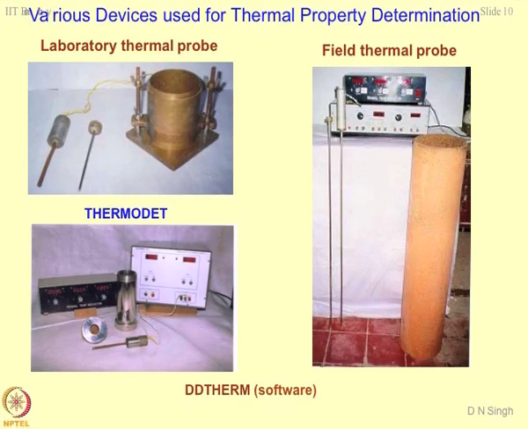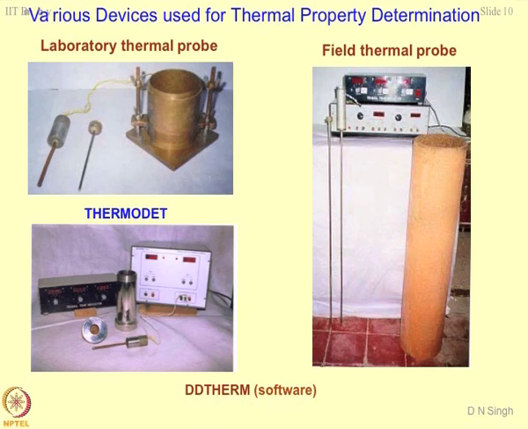Now these are the photographs of the devices which were developed. This is the laboratory thermal probe. This is the dummy rod. So you make a proctor sample, use the dummy rod which has a slightly lesser diameter than the thermal probe. You create a dummy hole and then fix this probe into that, and then you can go ahead with your experiment. Very simple device.